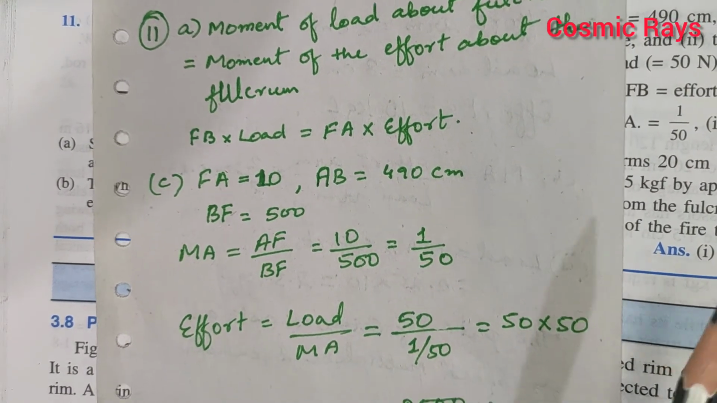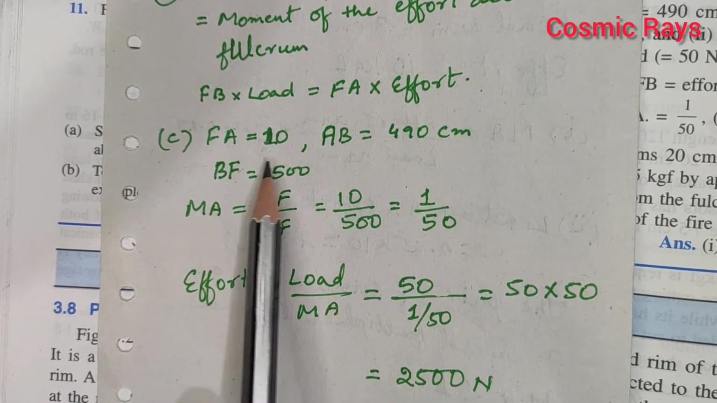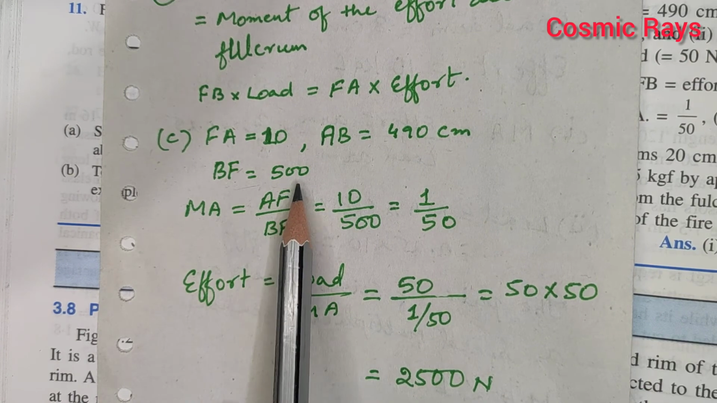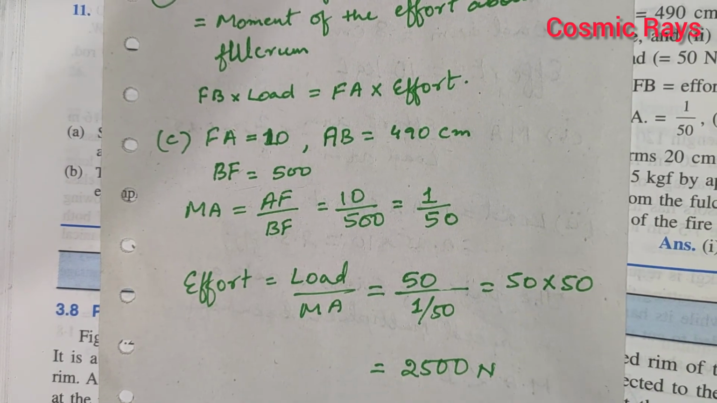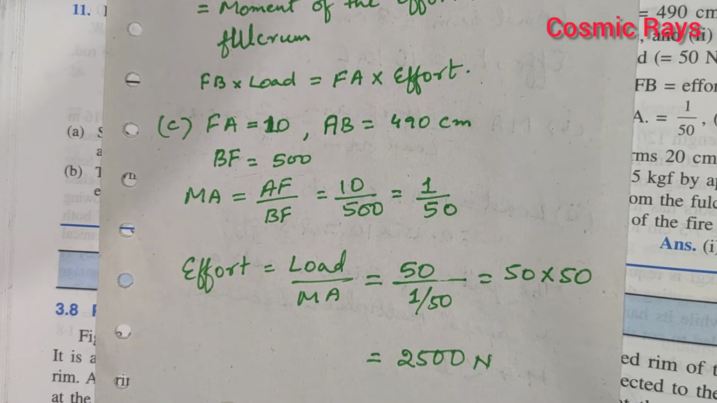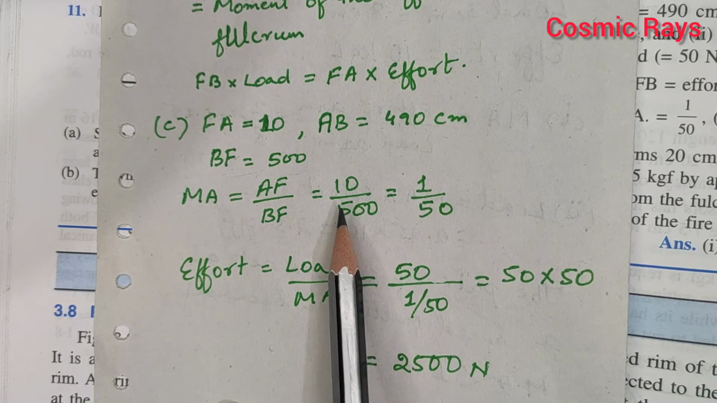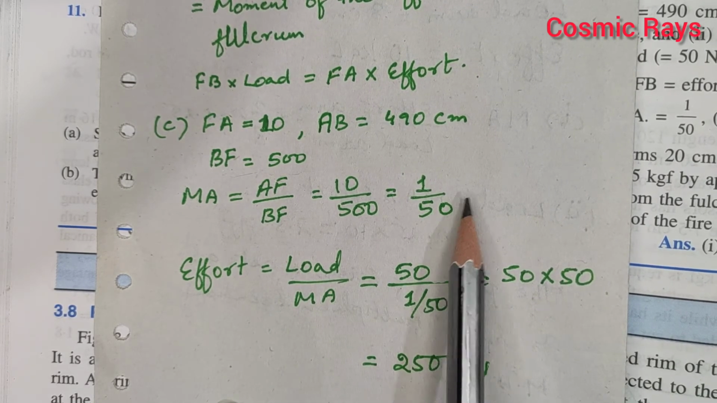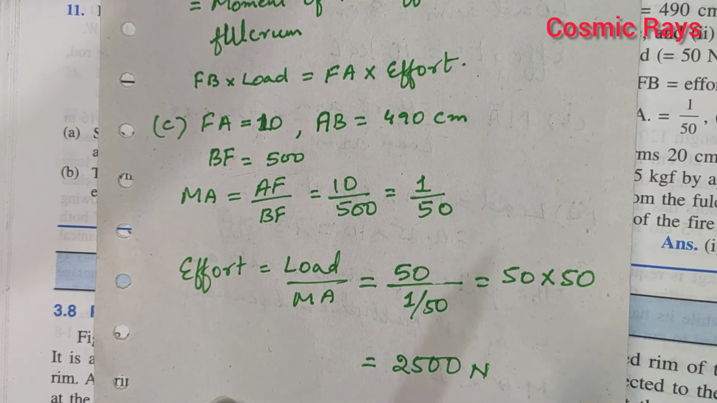Now coming to the numerical part, FA is 10, AB is 490. So the total length BF will be 500. Now mechanical advantage is AF or FA upon BF. So that is equal to 10 divided by 500. So we get it as 1 by 50. We are not simplifying it further because in the answer also they have left it like this.